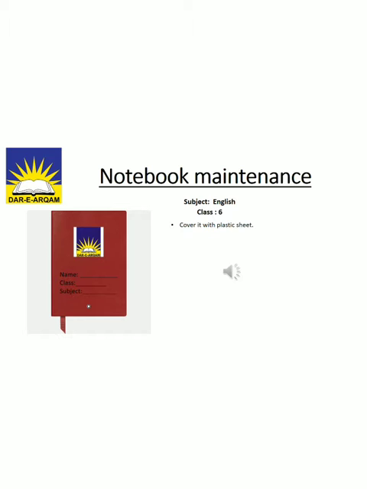We are going to start our second term question answers. So first we need to maintain our notebook. To maintain our notebook, first we need to buy our school notebook. We need to write name, class and subject on the cover of the notebook with the permanent black marker. We have to cover it with the transparent plastic sheet.